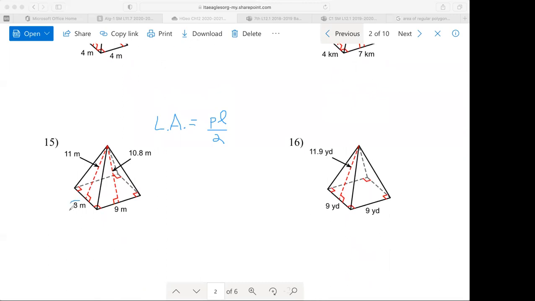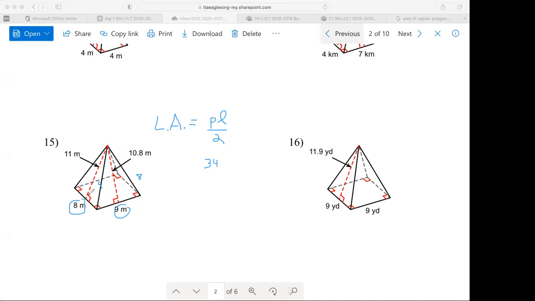Well, be careful. I got an 8. There's nothing on the other side, so it would be an 8. I got a 9. I got nothing on the other side, so it would also be a 9. So 8 plus 8 is 16, plus a 9, 25, plus another 9, 34. So I got a perimeter of 34. Remember, slant height was the perpendicular distance from the outside.